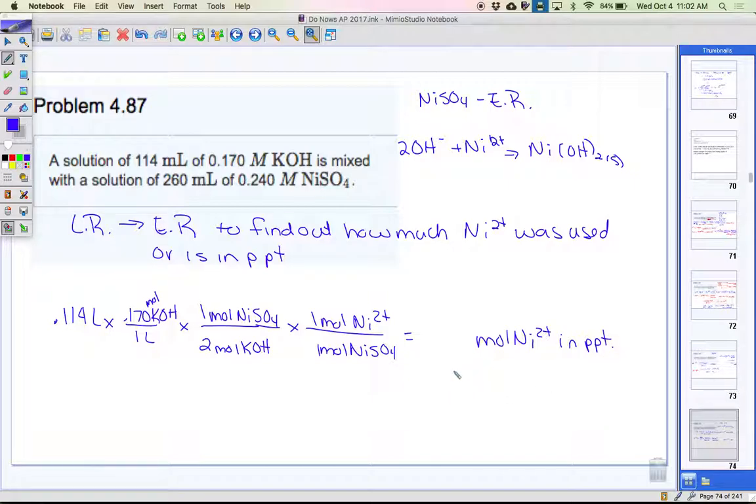Okay, so do the math for us. Why can't you go directly from the nickel sulfate to the nickel ion? You could have, but you said go from the limiting to the excess. What if you just started with the excess and then went to the ion? Then you just know how many ions you have. You don't know what was used and what's in the precipitate. It's just how much was there originally.